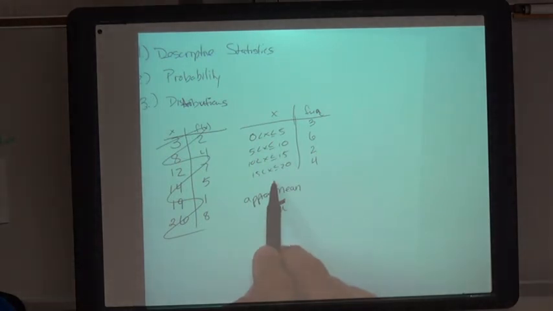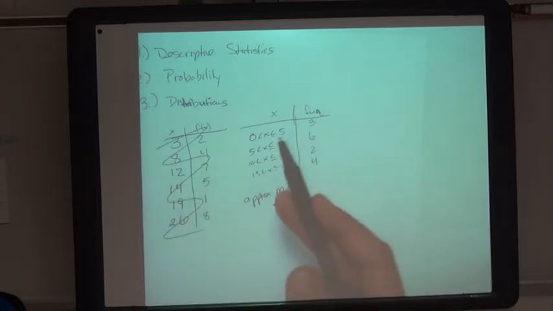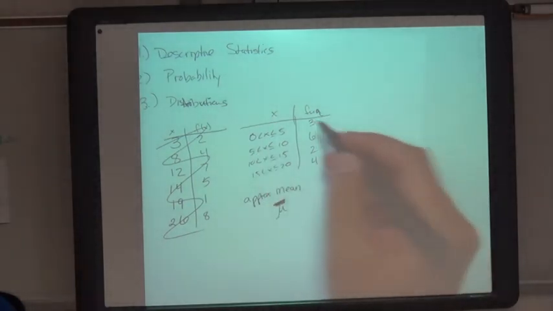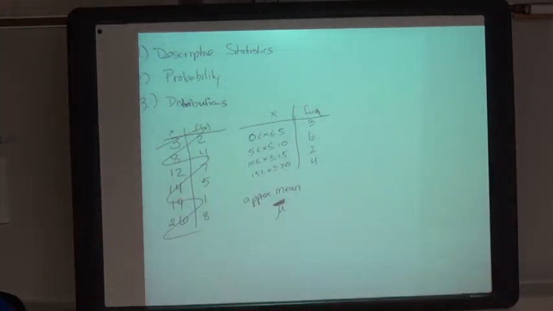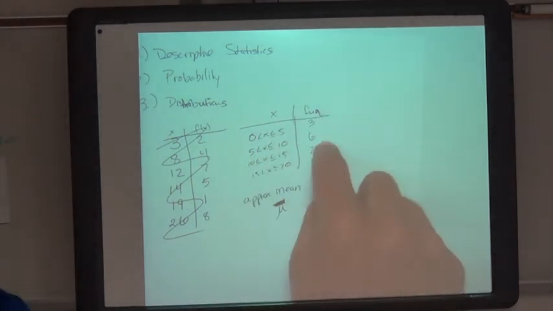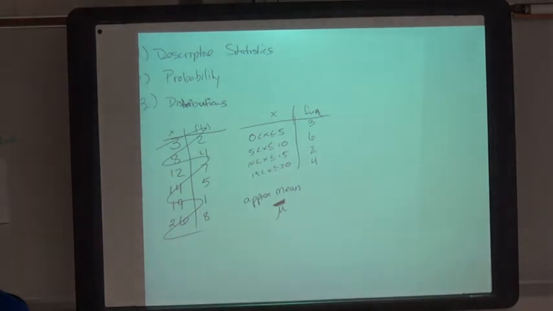So you find the midpoint times frequency and then divide by the total number. That's to define the mean. You take the midpoint times that plus the midpoint times that plus the midpoint times that, and divide by the total number. Mean is pretty easy to do.